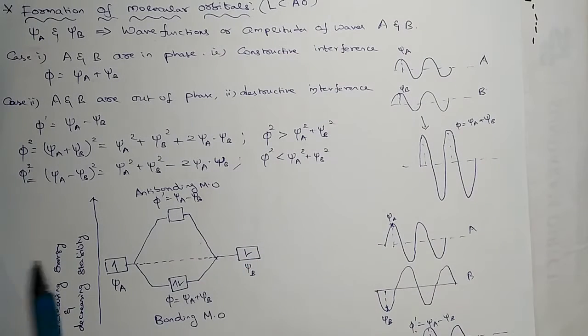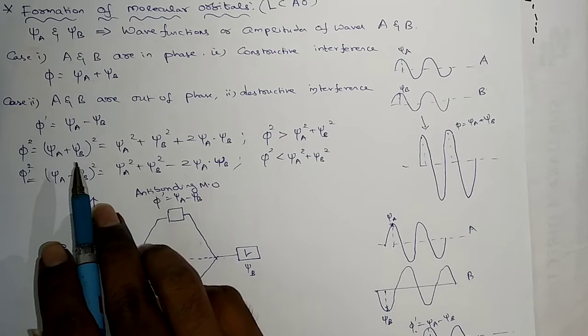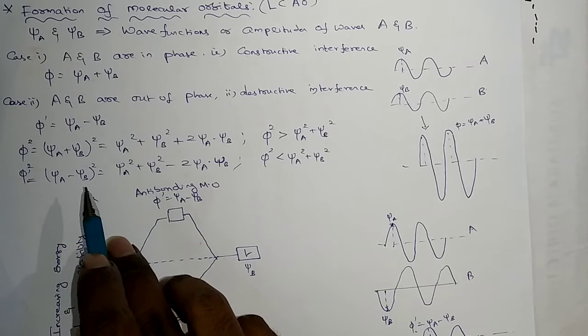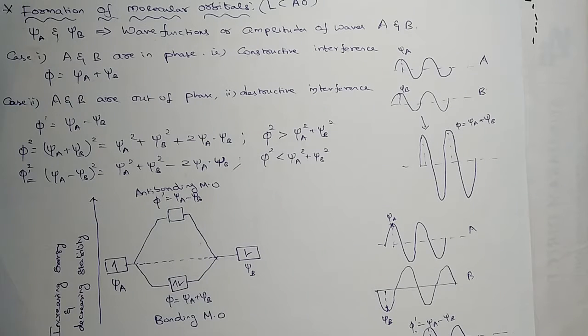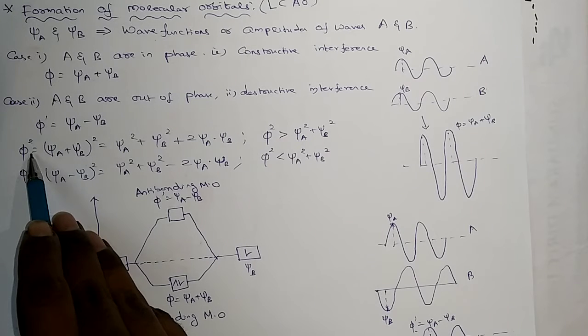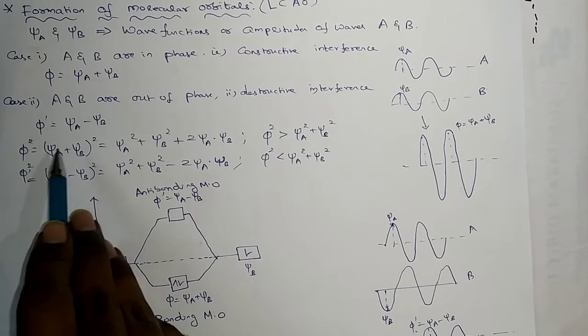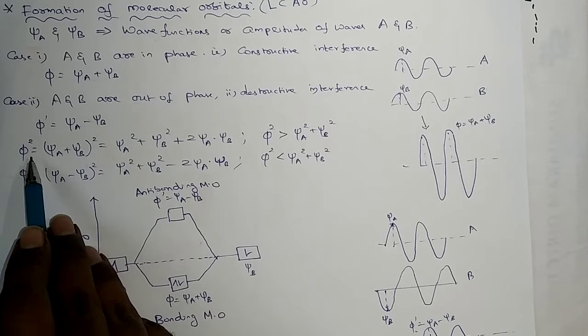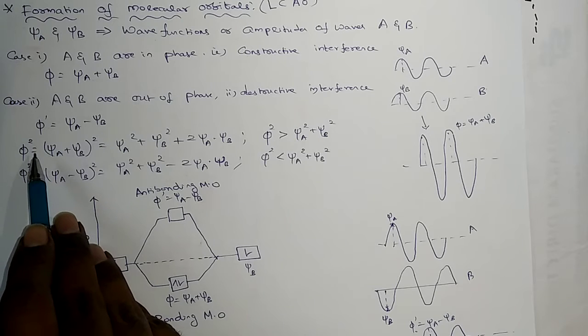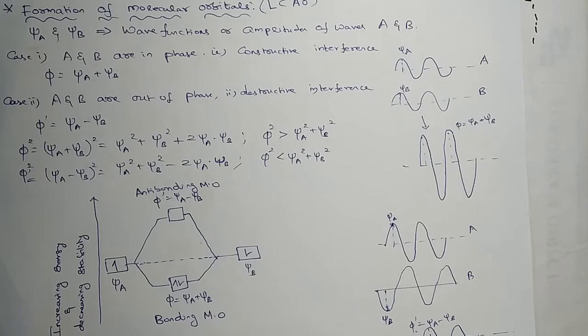And we know that the probability is given by the square of the amplitude, as in atomic orbitals. Psi is the wave function of the atomic orbital and psi square is the probability of finding the electron. Here also, phi square is the probability of finding the electron in molecular orbitals.